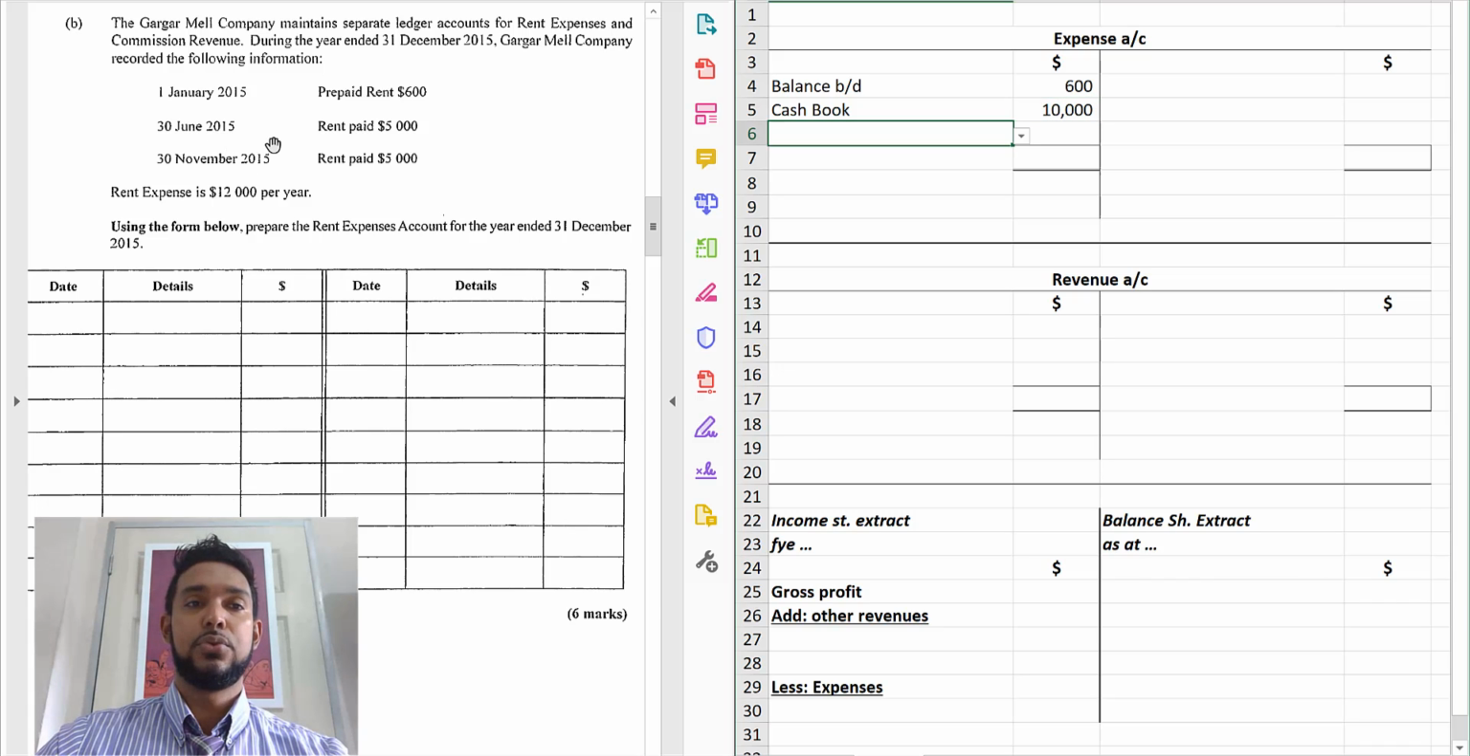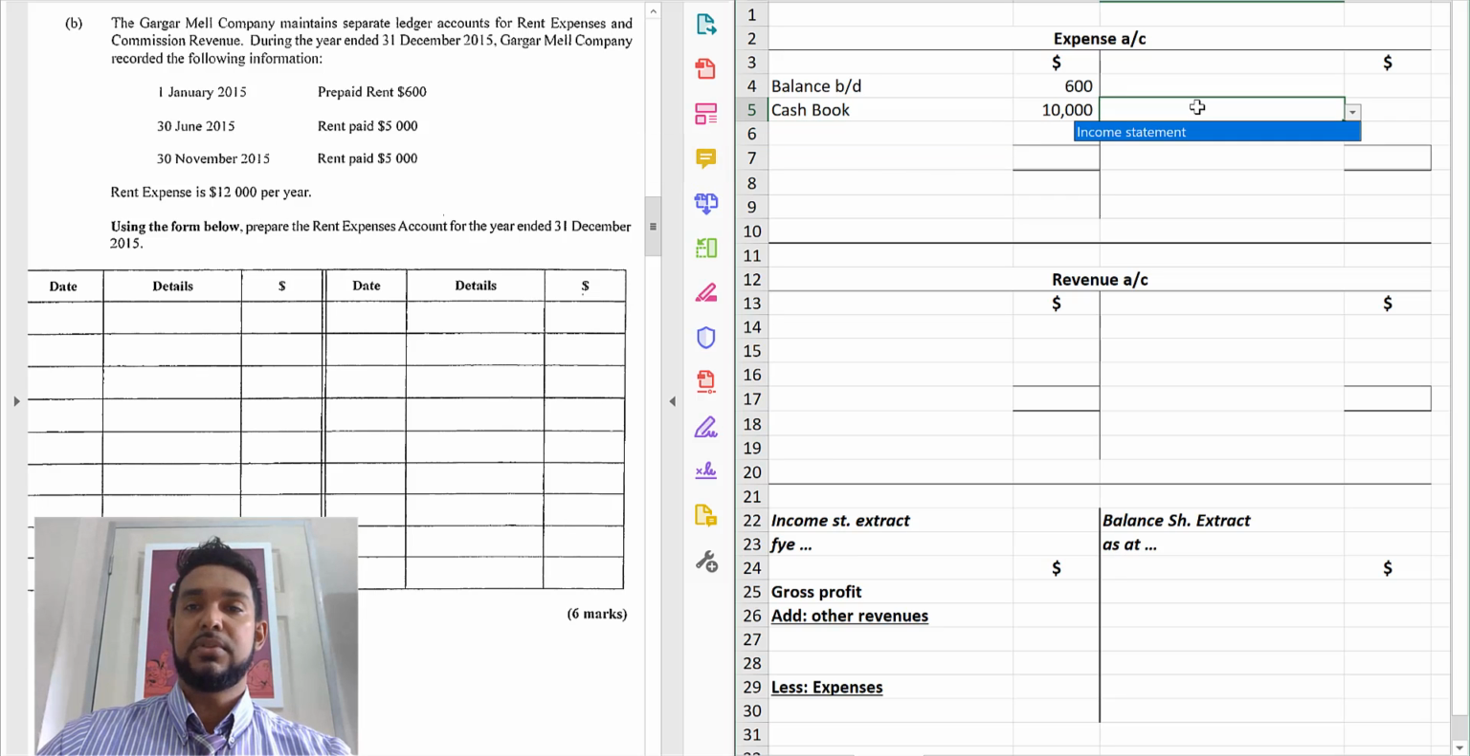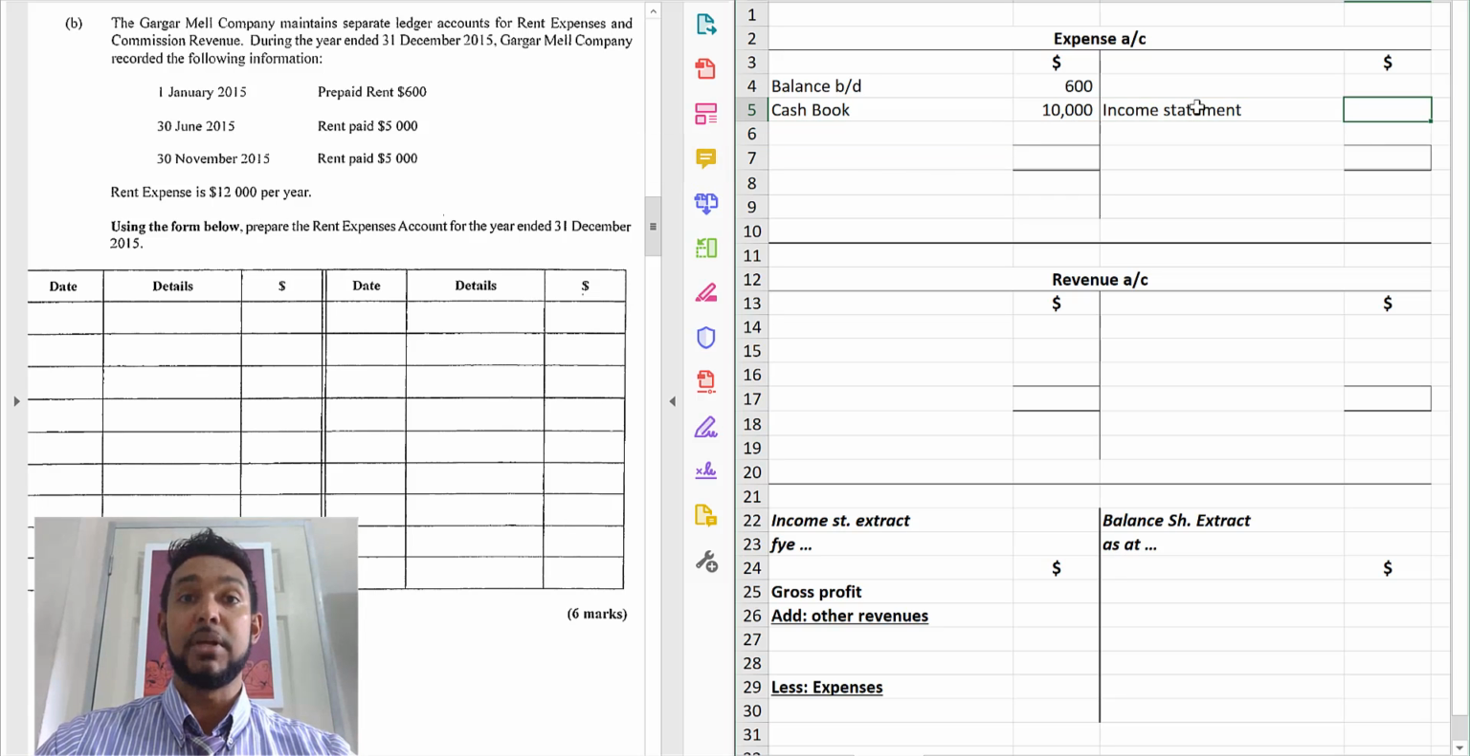Now if they give you two separate items, and they give you sufficient space, please put both items, right? So what else do we have? We have rent paid and rent expense. Now rent expense, that is the income statement figure. It goes on the credit side here because expenses are transferred to the income statement at the end of a financial period, and they are debited to the income statement. That's 12,000.